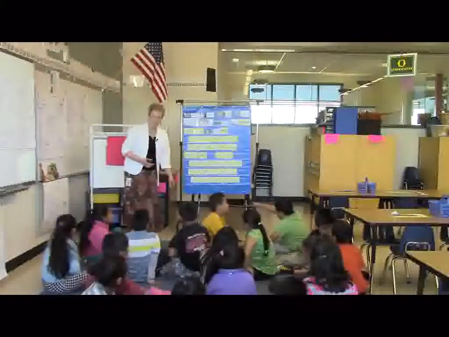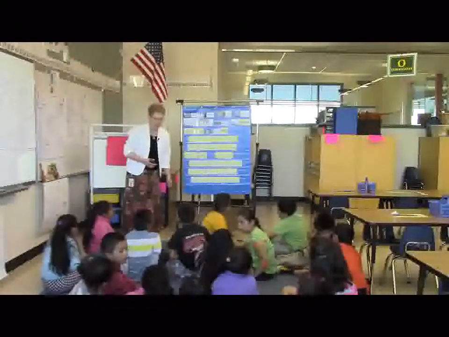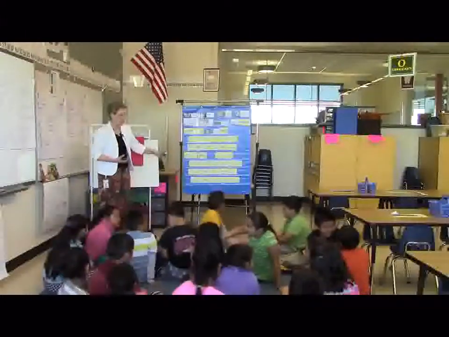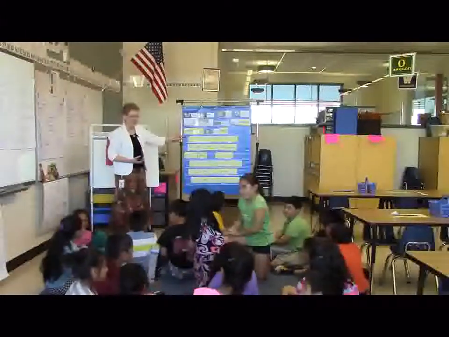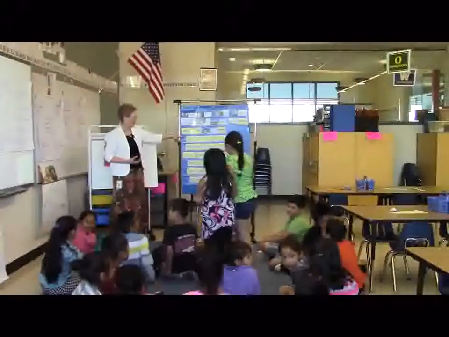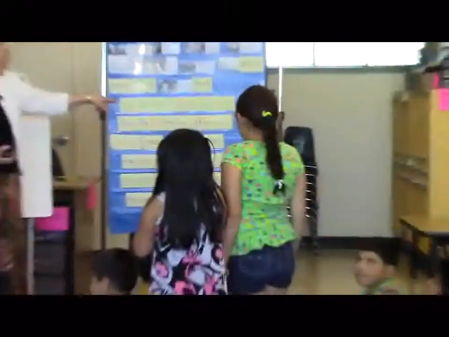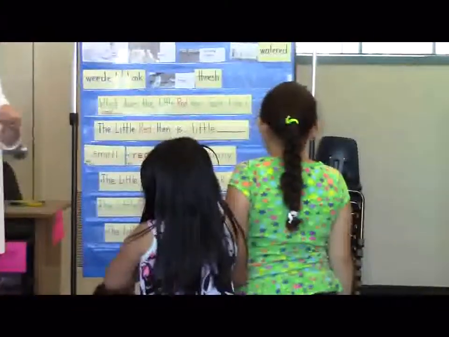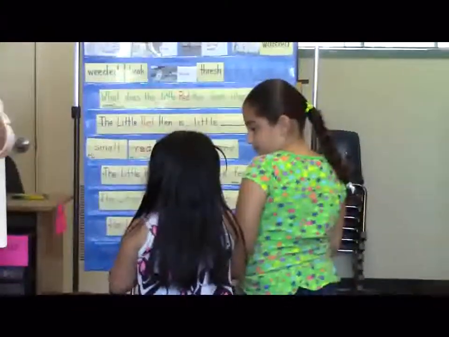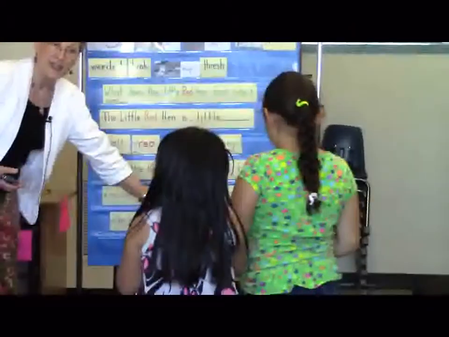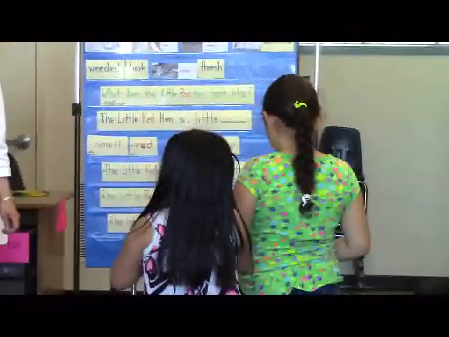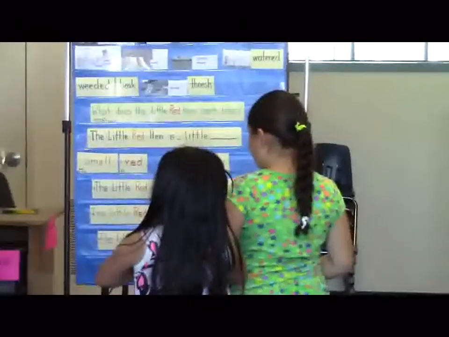All right. Did everybody get a chance? Would you two ladies stand up and share with us what you came up with? Somebody ask a question. What does the little red hen look like? And what was your answer? Everybody listen. The little red hen has feathers and wings.